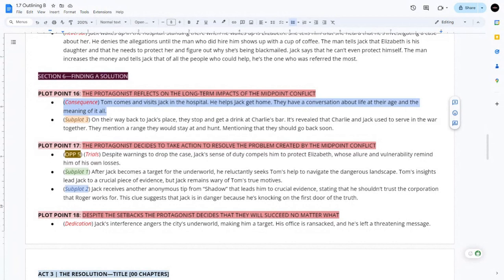Okay, which brings us to the consequence. Tom comes and visits Jack in the hospital. He helps Jack get home. They have a conversation about life at their age and the meaning of it all.